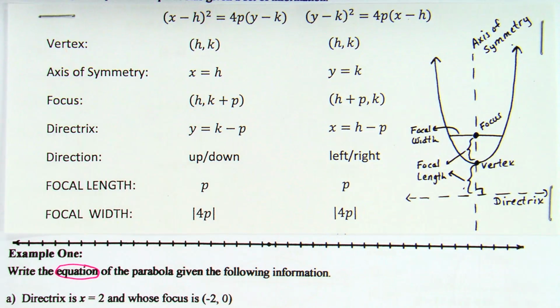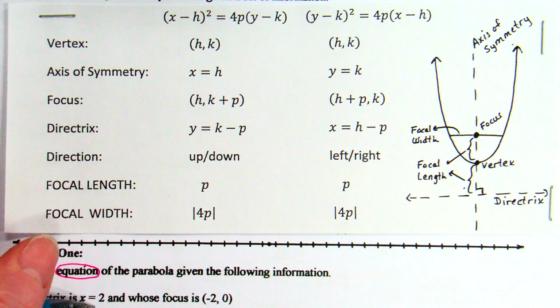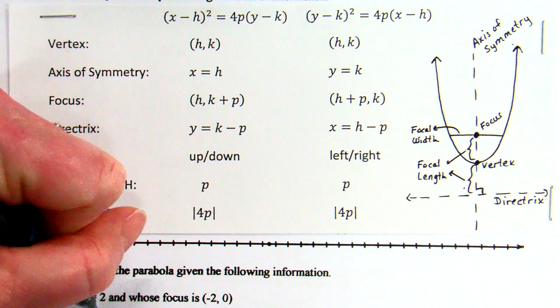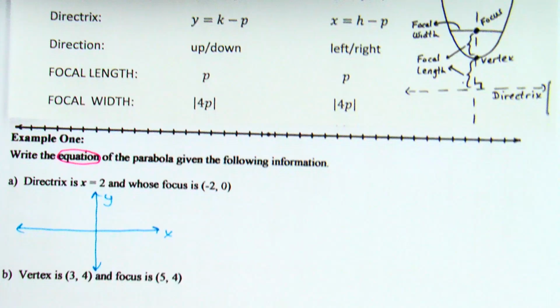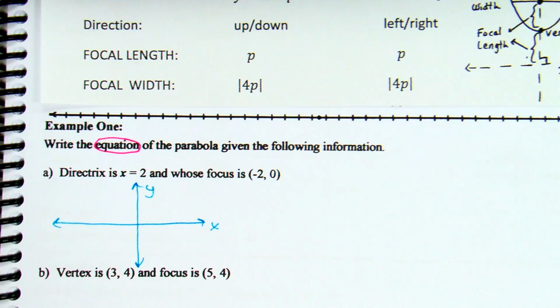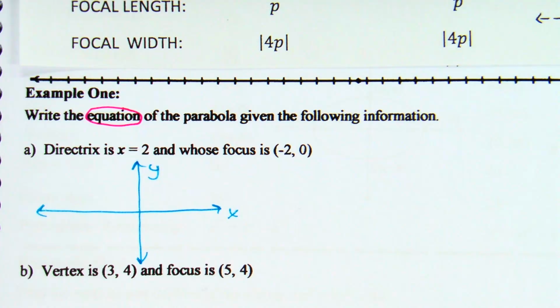The other thing, and we're going to do this because I want you guys to understand relationships, we're going to draw a picture because that will also help you. So I'm just going to sketch. Okay, so there's my x and y axis. I haven't drawn anything fancy yet. Let's put on this graph what we know. The directrix is x equals 2.